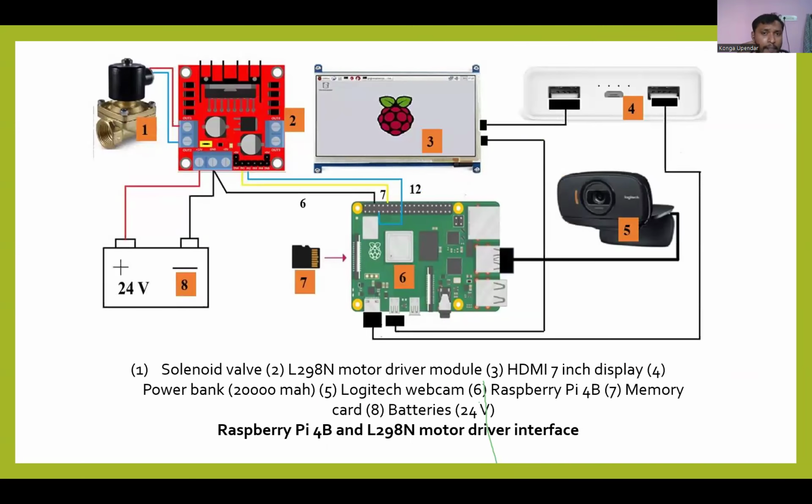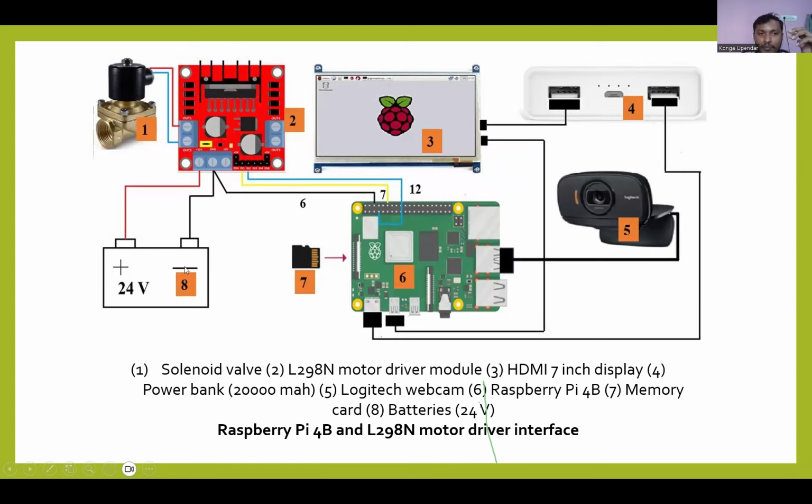So what is the connection here? You can see that we have used a webcam to capture the images in the field. Actually, it's site specific, I mean, it tries to capture the images. Then we have the Raspberry Pi 4 here. We need to power it with 5 volts, so we have used a power bank here. We also use an HDMI display, which also needs power, so we are providing that with the help of the power bank.